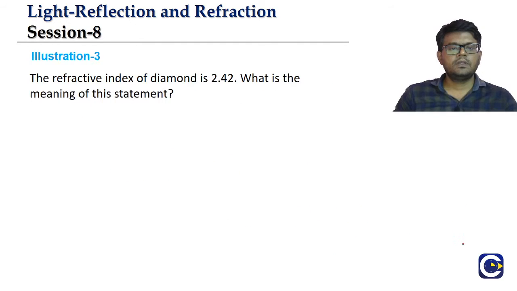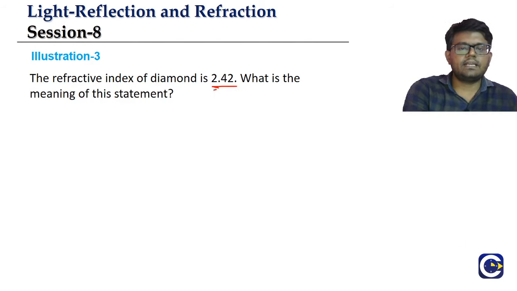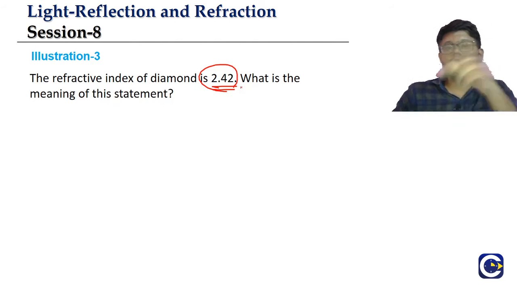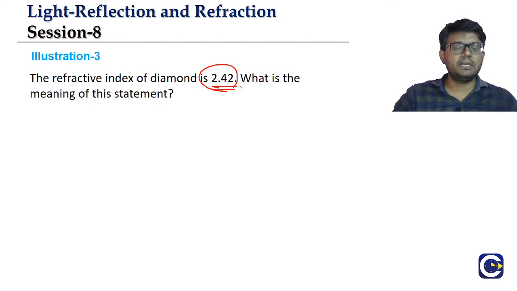Okay. We look at one more question, guys. This is rather a theoretical kind of question. Look at this. The refractive index of diamond is given as 2.42. In fact, we also saw in the table that diamond was sitting at the very last. What is the meaning of this statement? Whenever somebody gives us a refractive index, first of all, what is the meaning of the statement?